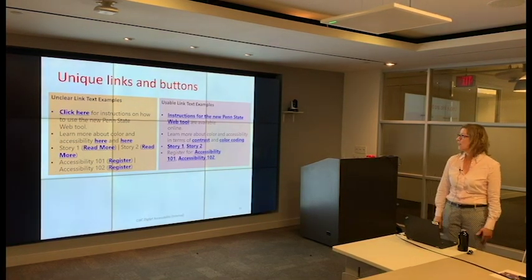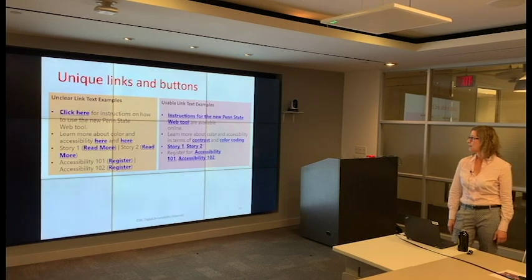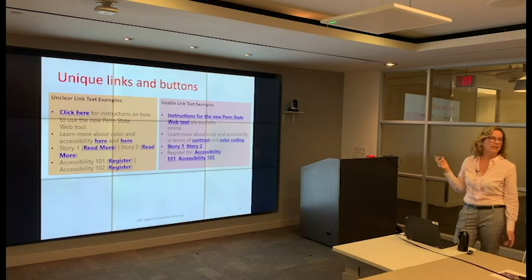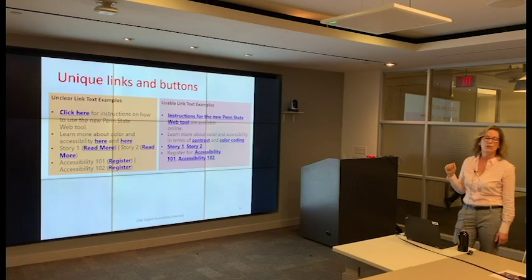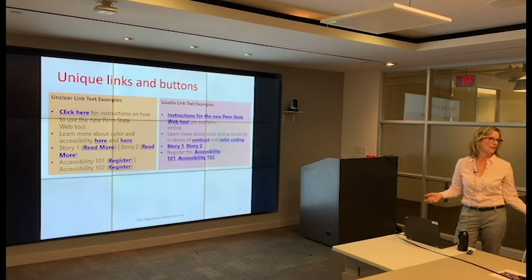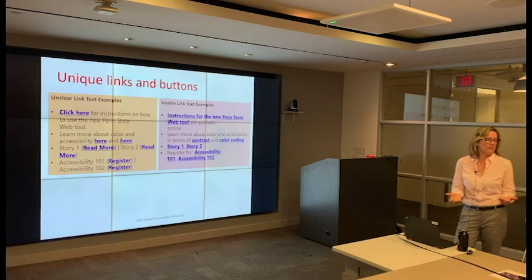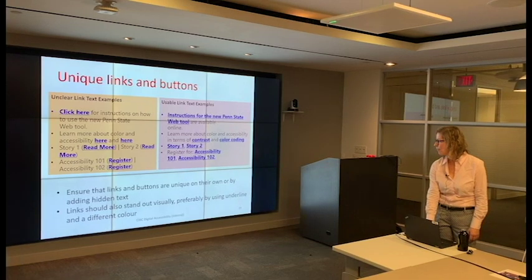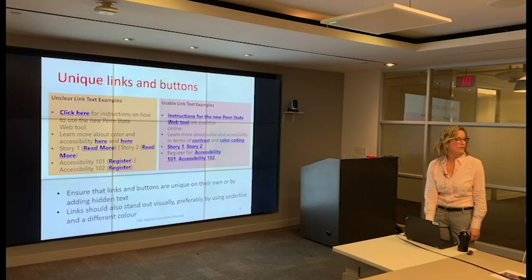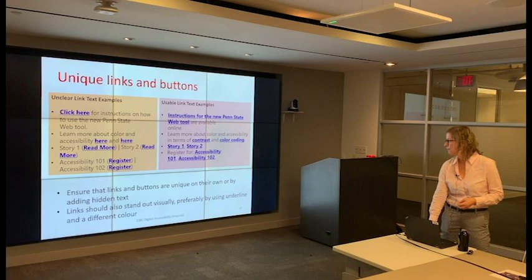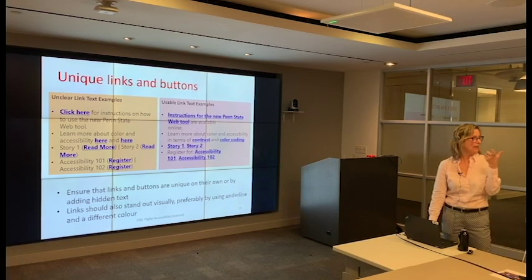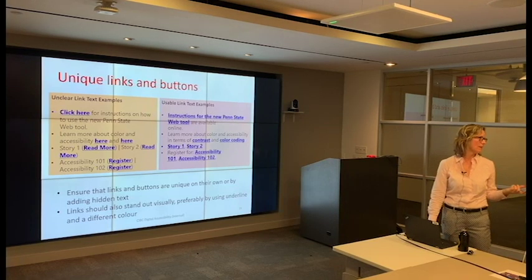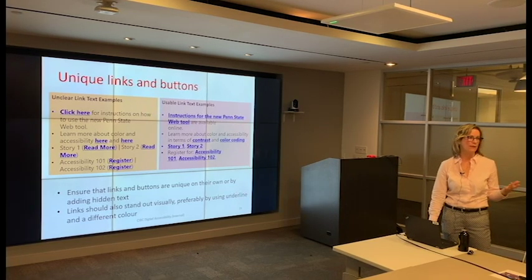And then in the usable link text example, more descriptive, right? So instead of click here, we have instructions for the new Penn State web tool. So if I know that's what I want to access, I know I select that one. So they each need to be unique and descriptive. You can do that by making it a good descriptive link. As in this example, you can add in text if necessary. It's not ideal, but that can happen too.